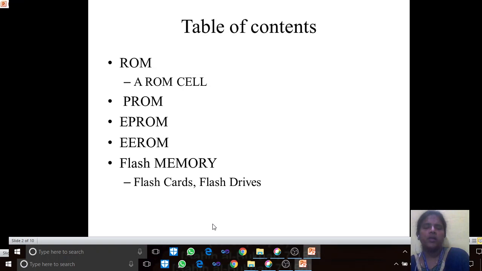The contents are, we are going to discuss non-volatile memory. What are the different types of non-volatile memory? That is read-only memory, and in that, how a ROM cell is designed and the different types of ROMs, programmable read-only memory. In detail, all these types of ROMs we are discussing. Apart from this, we also discuss the secondary memory called flash memory.